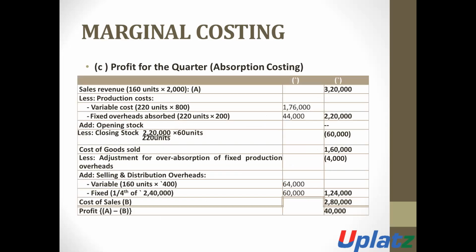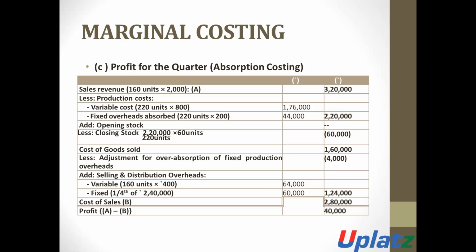Profit for the quarter by the absorption costing. Now we will discuss our profit for the first quarter by using the absorption costing. Sales revenue: the entity sold 160 units and the price per unit is 2,000 rupees. Then the total amount of sale is 3,20,000.